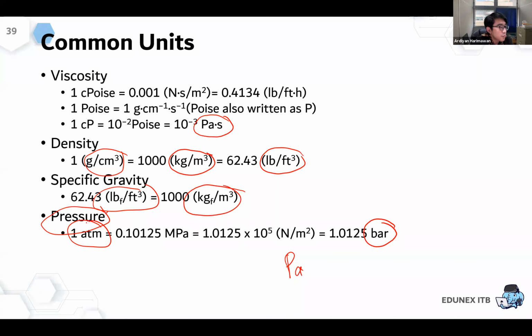Okay, that's why you need to familiarize yourself with these units. How much is the density of water? If you use the value of 1, the unit will be what? Or you can say, how much is the density of water? But please mention the number and the unit.